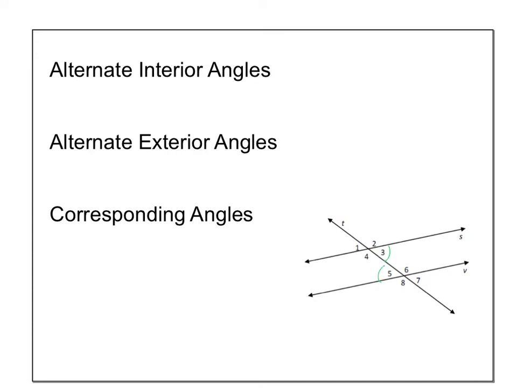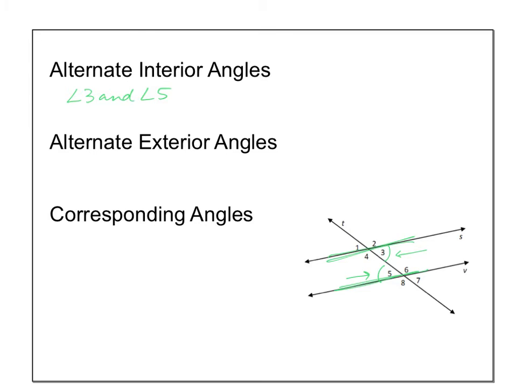Do you see how they're interior? They're inside of these two lines, S and V. They're in between them, but they're on alternate sides of the transversal. One's on the right and one's on the left. So one example of alternate interior angles would be angle 3 and angle 5. They would be a pair of alternate interior angles.